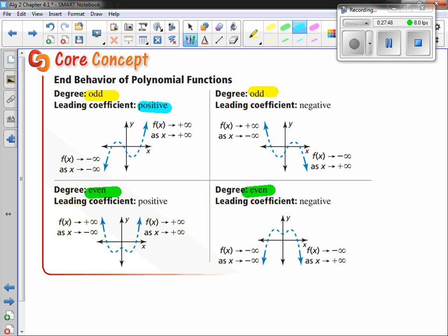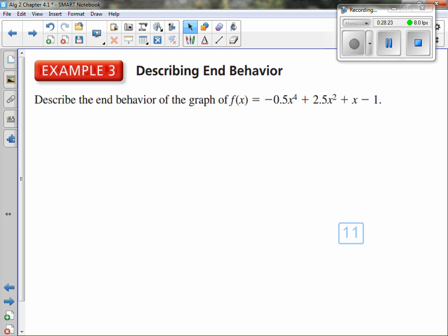And we've seen that. Now, if the degree is even and the leading coefficient is negative, that's going to go down. So f of x will approach negative infinity as x approaches negative infinity, and f of x approaches negative infinity as x approaches positive infinity. So we have one of these four, okay? But it's all based on what is the degree and leading coefficient. Okay, so let's just look at some problems.